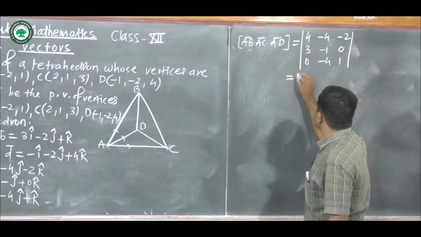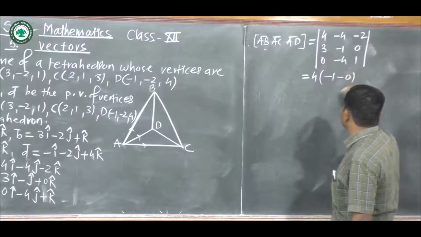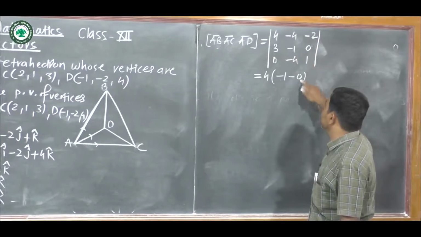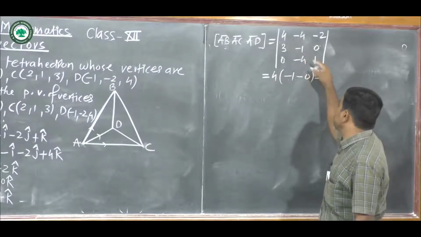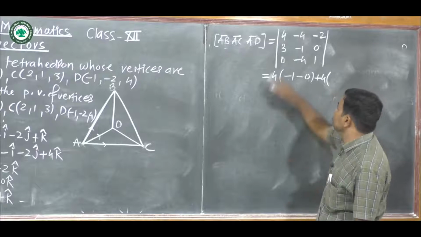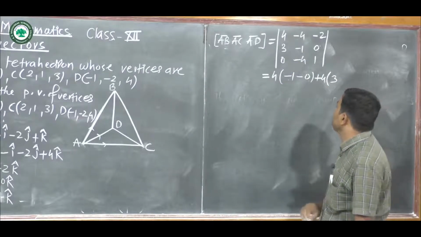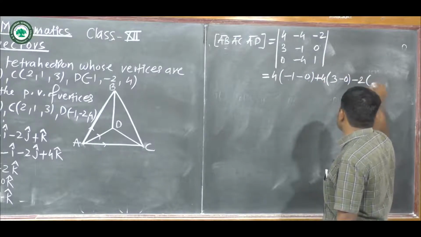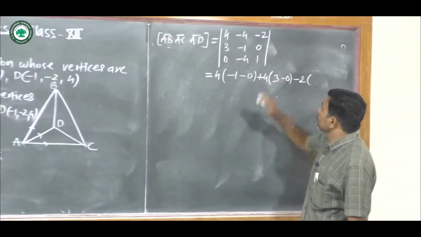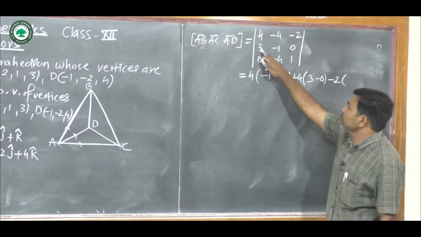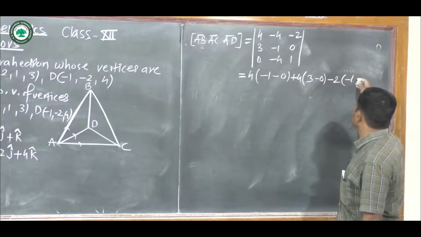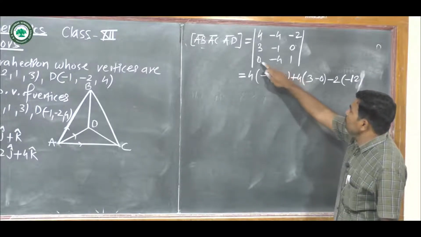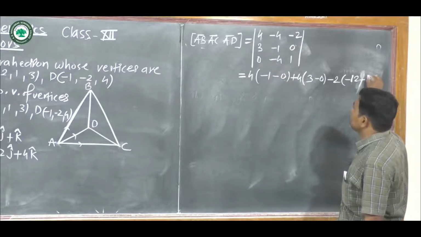So it is equal to 4 in bracket, minus 1 minus 0, minus 1 plus 1 minus 1, minus 4 into 0 is 0, minus of minus 4 becomes plus 4 in bracket. Leave first row second column, 3 into 1 is 3, minus 0 into 0 is 0, minus 2 in bracket. Leave first row third column, 3 into minus 4 is minus 12, minus 0 into minus 1 is minus 0.